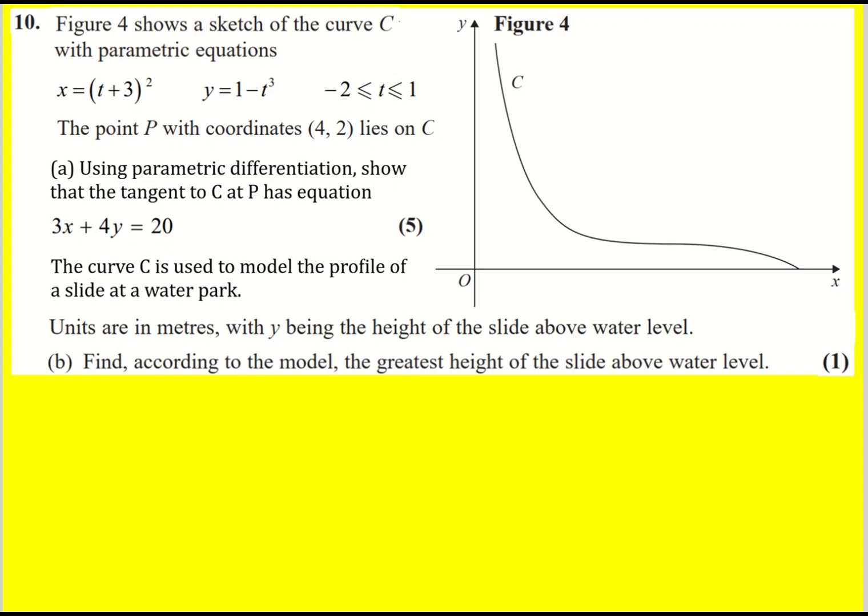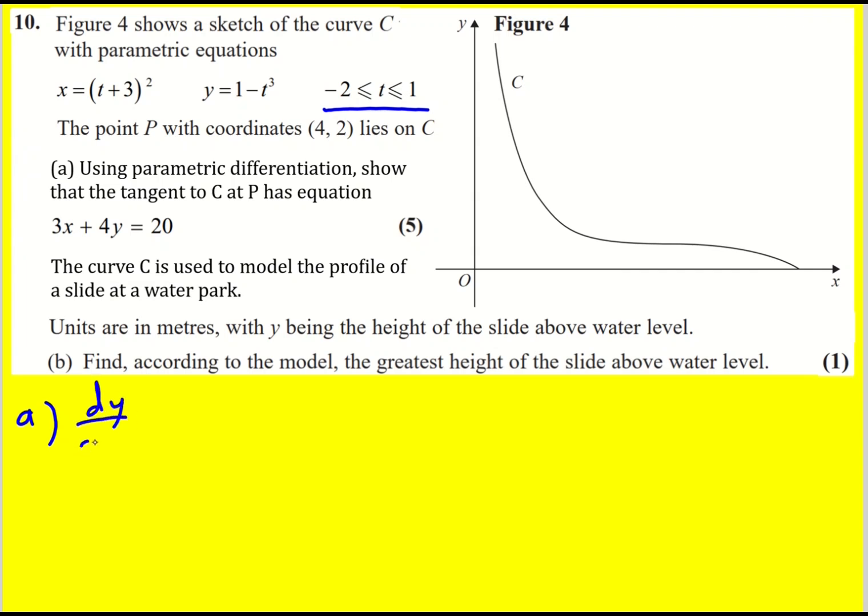We've got some parametric equations, and there's a restricted domain under t. Point P, which is (4, 2), lies on C. And we're asked to use parametric differentiation to show that the tangent to C at P has this equation.